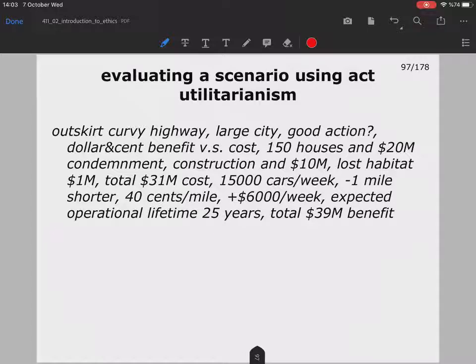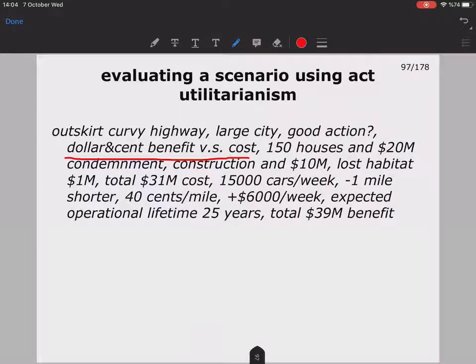There is a curvy outskirt highway in a particular state, for example, and they will rebuild it with a more straight one, just a better road, for example. Do you think it will be a good action? So they go ahead and do the cost benefit analysis, and they first calculate the cost. We will condemn this many houses, and it will result in this much price cost, and the construction cost will be this much, and there will be some lost habitat this much, and the resultant total cost will be this much, for example.